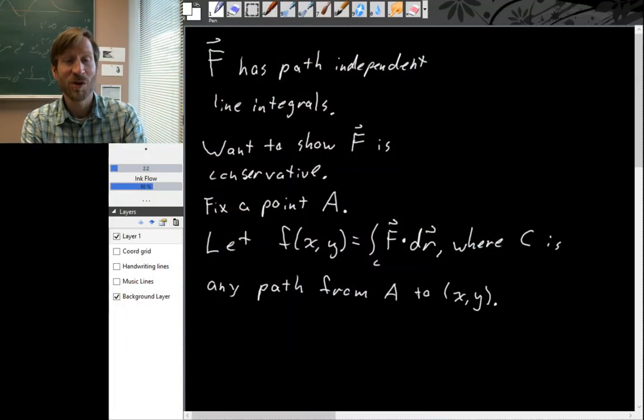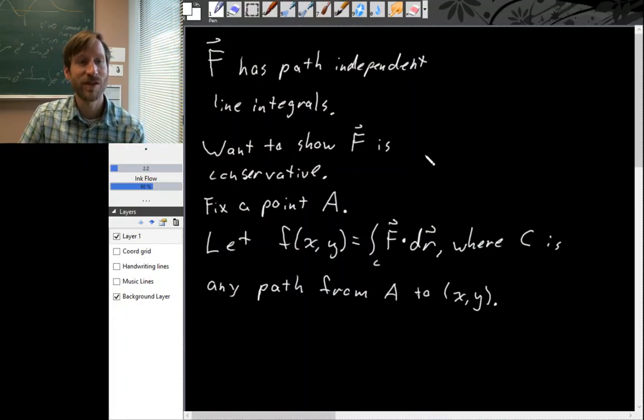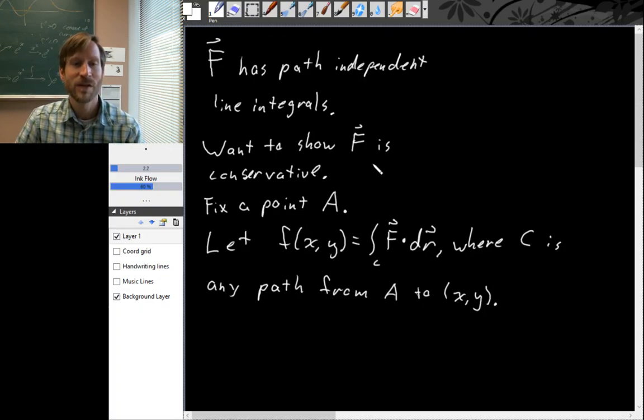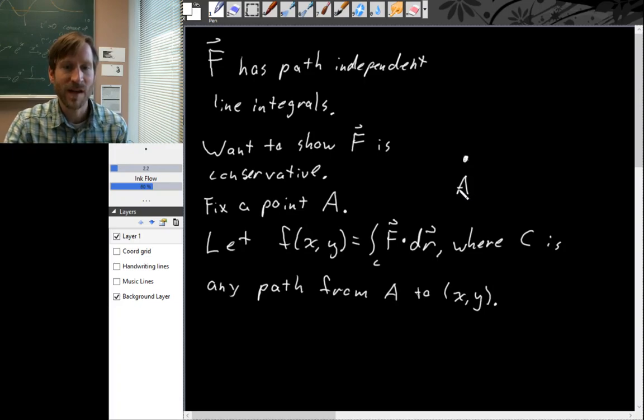We think that if you have a vector field with path independent line integrals, then hopefully the vector field is conservative. Let's actually prove that fact. So we're going to start with a vector field that has path-independent line integrals, and we want to show that F is conservative. So what we're going to do is fix a point A, and point A is going to be the same point for everything that we do from now on.